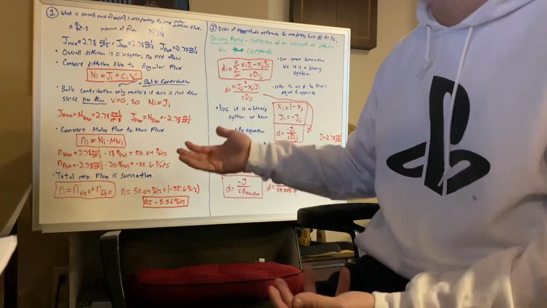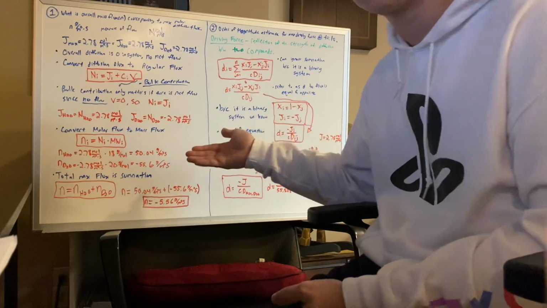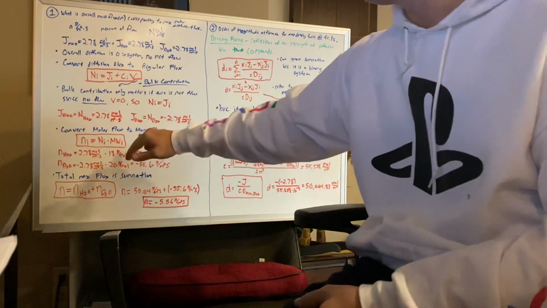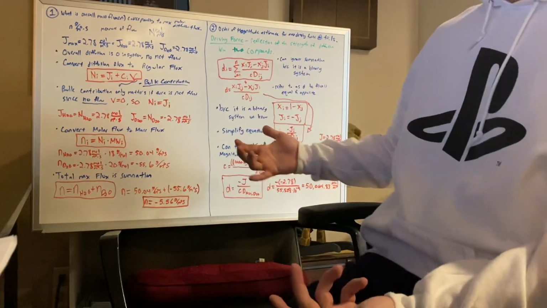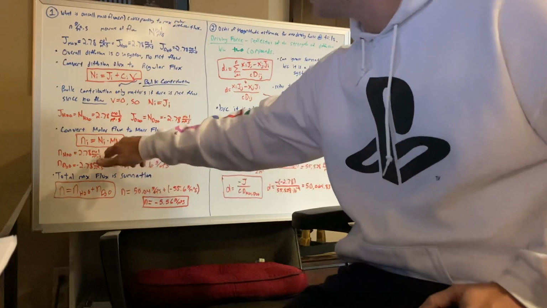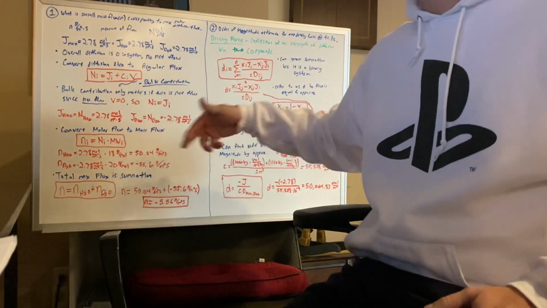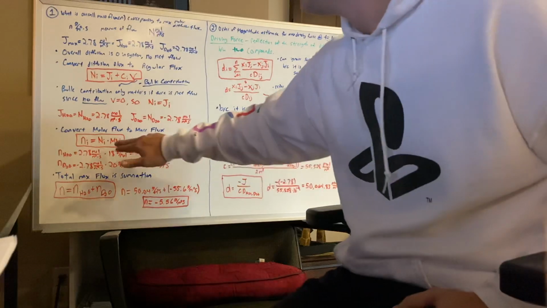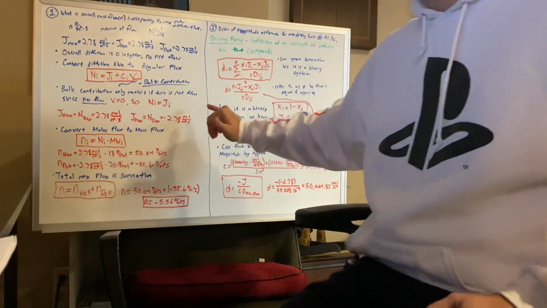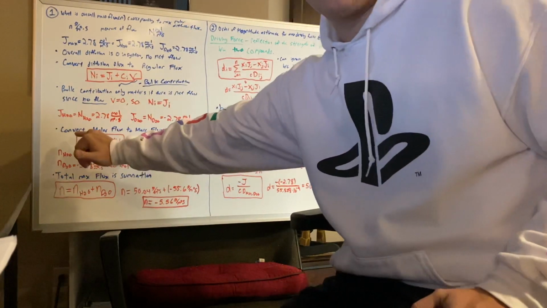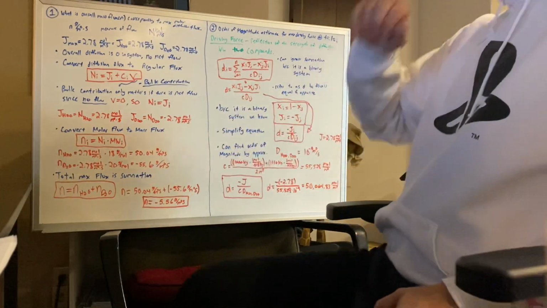Now that we have the molar fluxes of each of the components in the system, we convert the molar flux to the mass flux, which is pretty simple. We take the molar flux of i and multiply it by the molecular weight of component i, which equals the mass flux of the system for that component.